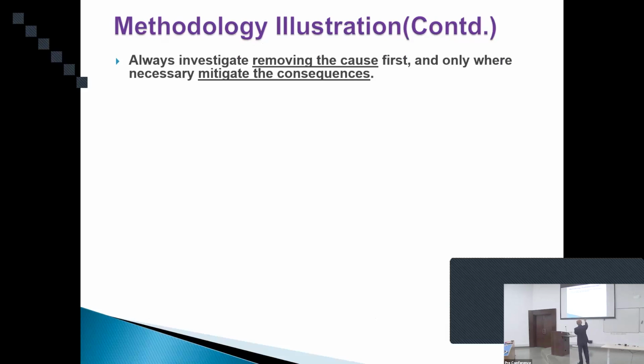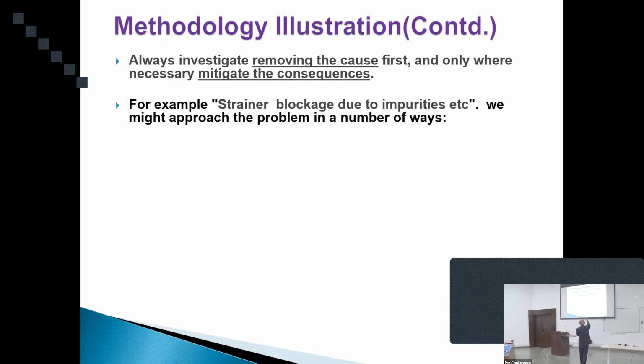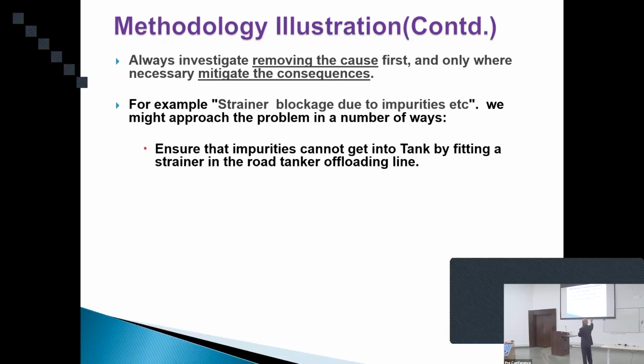So always investigate removing the cause first, and only where necessary mitigate the consequence. This is the most important thing. Example: strainer blockage due to impurities, etc. We might approach the problem in a number of ways. Ensure the impurities cannot get into the tank by fitting a strainer in the road tanker offloading line. What is coming from the tanker? You see that there is a filter or a strainer put in, so that the impurities don't get into your system. This is one method of eliminating it.